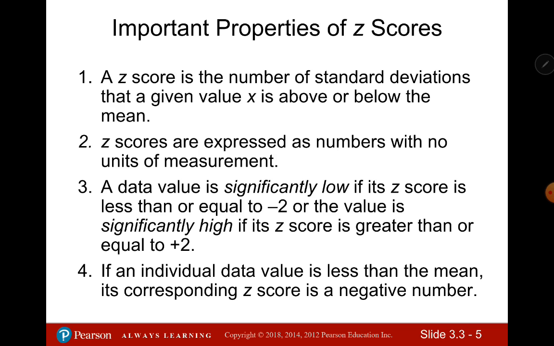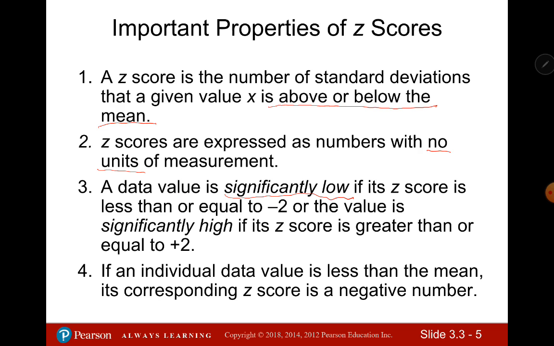The z-score, by definition, just tells us how many standard deviations away from the mean. The second one is z is a standardized score, so no unit. Not like any other measures, mean, median, mode, variance, standard deviation. They all have units, but z does not have units.